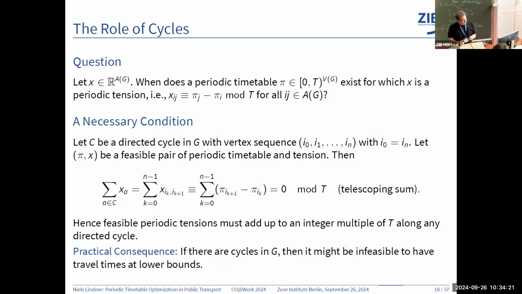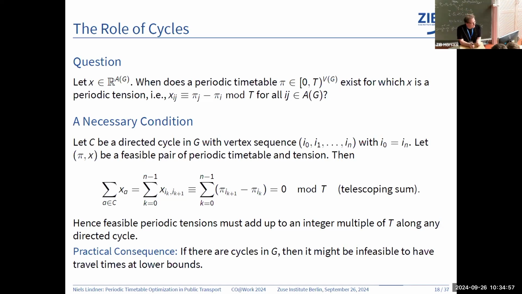One observation is the following. If you take a cycle in the graph, let's say this cycle C here, it has the vertices I0 up to IN, where I0 is the same as IN because it's a cycle. Suppose you have a feasible solution and you sum up the tangents along the cycle. You always have to take the differences of the endpoints modulo t, but this is a cycle, so what you end up with is a telescoping sum. What you get is that the periodic tangents along a cycle sum up to 0 modulo the period time, necessarily.